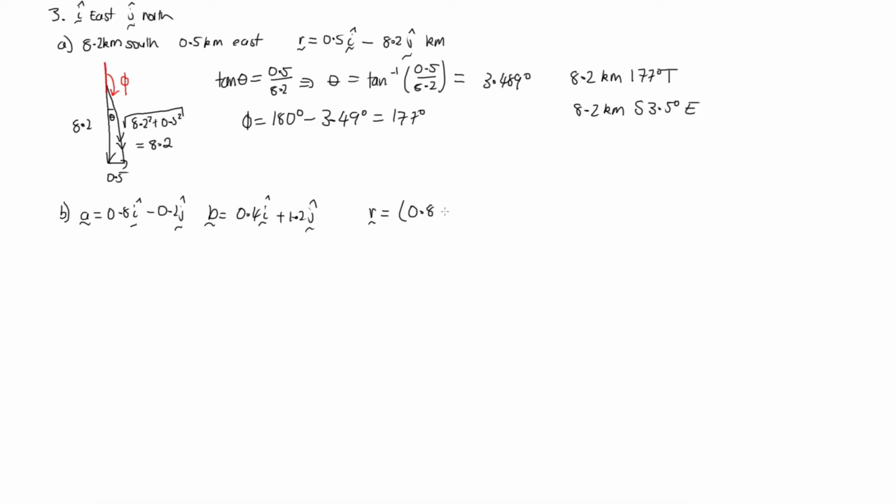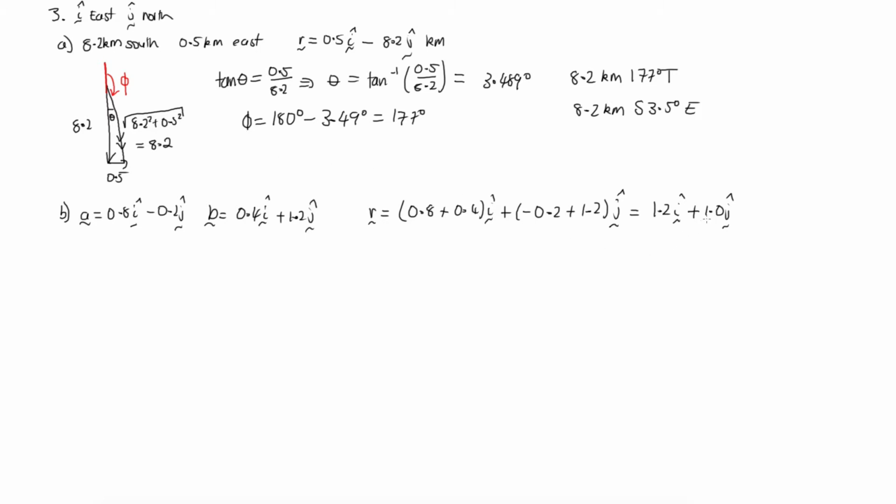So we've got 0.8 plus 0.4 i, plus minus 0.2 plus 1.2 j. Sorry, the j should be outside the brackets there. And so solving this, we have 1.2i plus 1.0j.